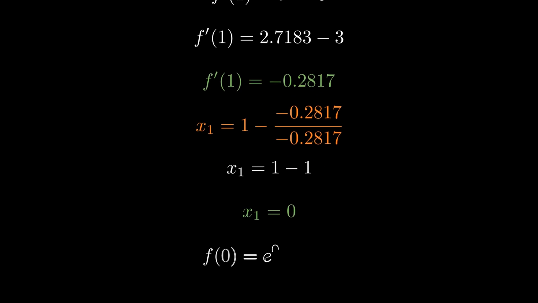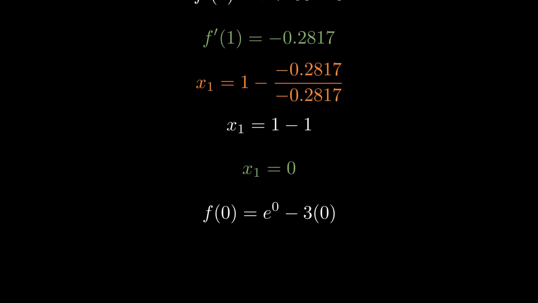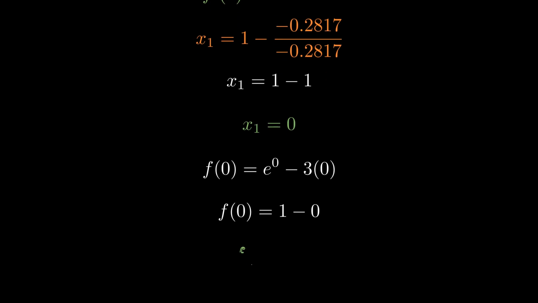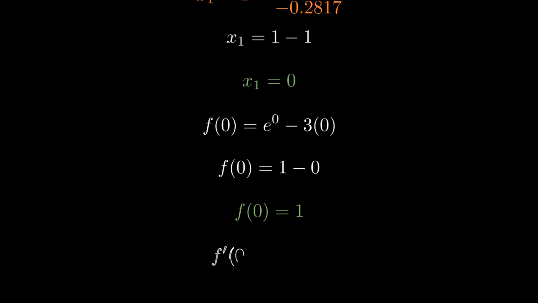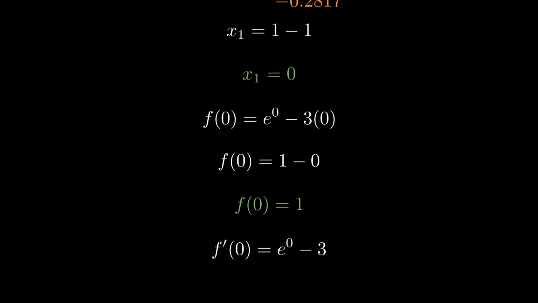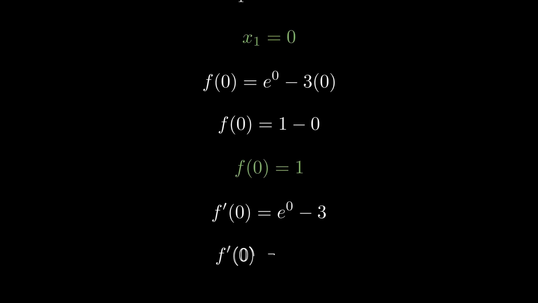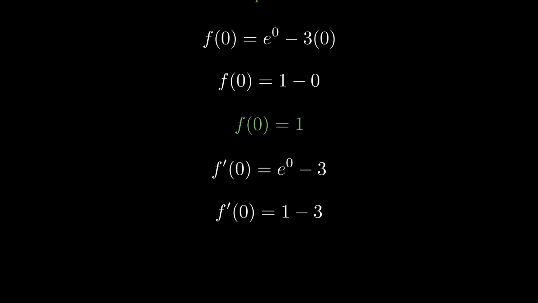Now begin the second iteration. Any number to the power 0 equals 1. This gives 1. Substitute 0 into the derivative. E to the power 0 equals 1. Subtracting gives negative 2.